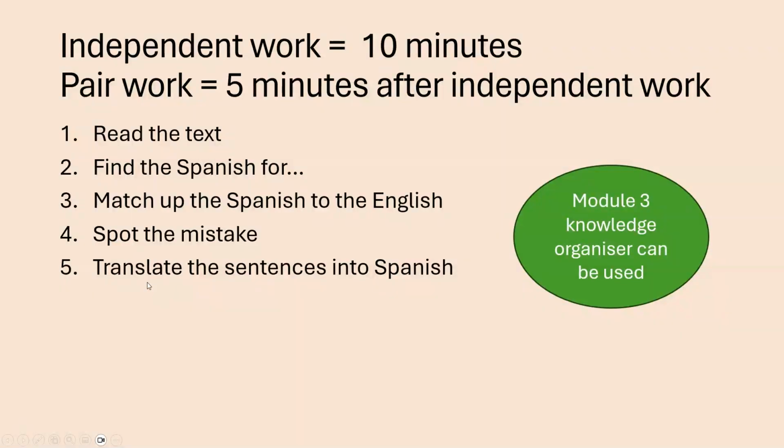So number 2, find the Spanish for. You have a list of English phrases, find the Spanish in the text. Complete on the sheet. Number 3, match up the Spanish to the English. This is vocabulary from the text as well. Match it up on the sheet. Spot the mistake. You have the original Spanish text on the left-hand side, and then you have the translation on the right. There are 9 mistakes to find.